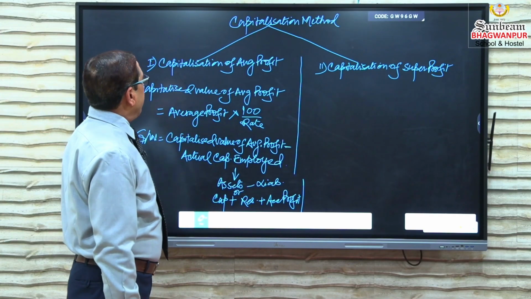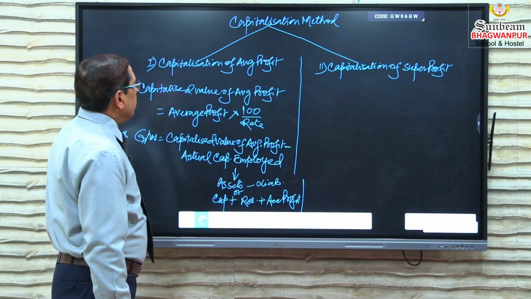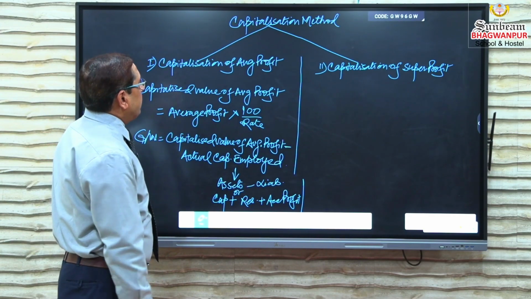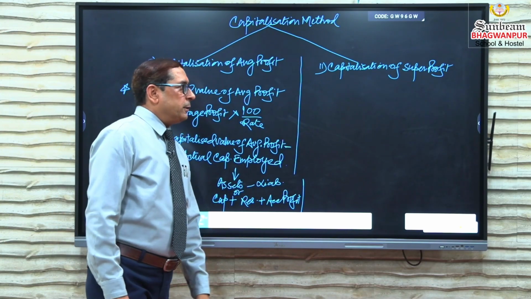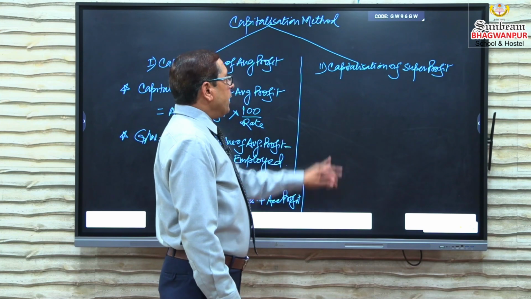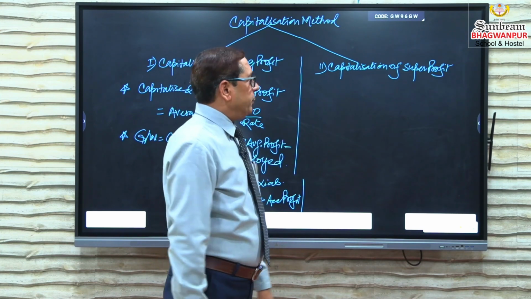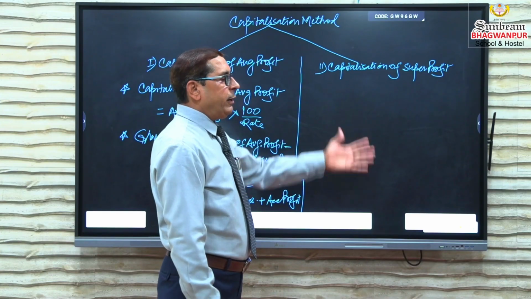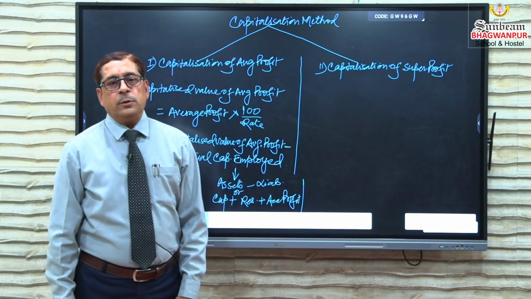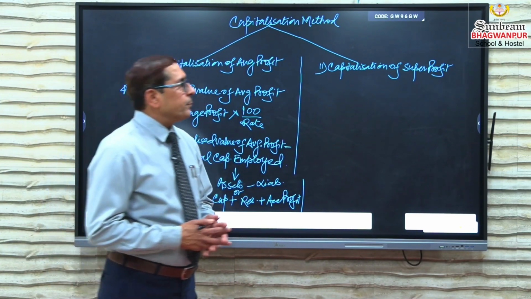This way you can find out the capitalized value of goodwill. Capitalization of average profit method. Second, capitalization of super profit. Capitalization of super profit, this is another way to find out the goodwill.